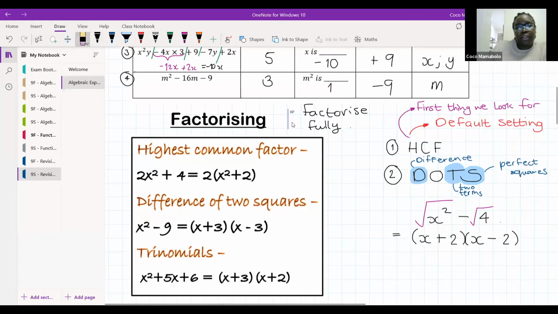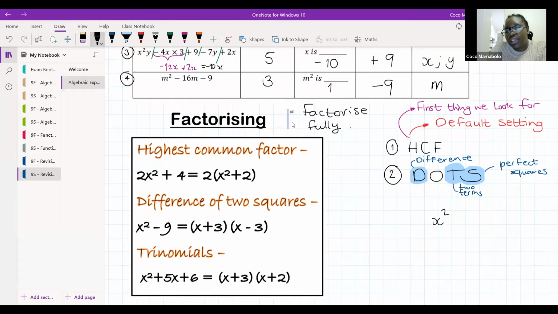Now, I want to ask you guys quickly before we continue. If I said to you guys, I've got x squared plus 25, how would I factorize this? Chloe, how would I possibly factorize this? Sorry, can you repeat the question? Can you factorize x squared plus 25, please? You will find the perfect square of x squared. Really? Okay.